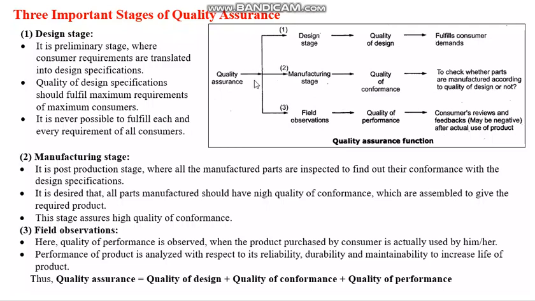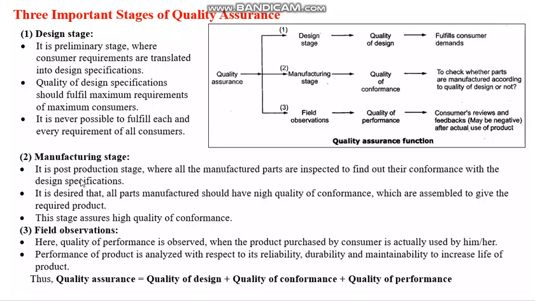Now you can see here in this flow chart, quality assurance, the first stage is the design stage. This is concerned with the quality of design, and if you have good design specifications, what it is going to achieve is it fulfills the customer's demands. Okay, now the second stage is the manufacturing stage. The quality assurance at the manufacturing stage.